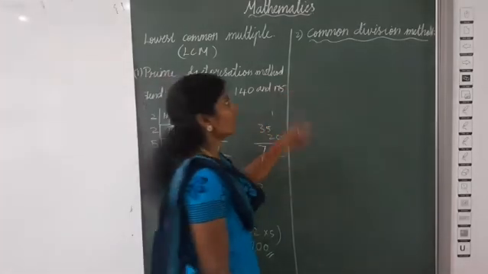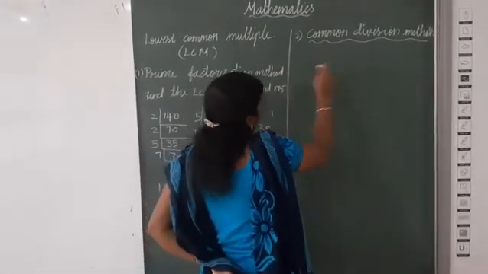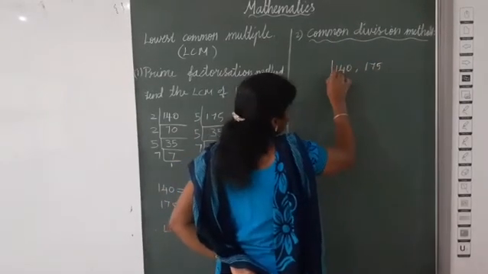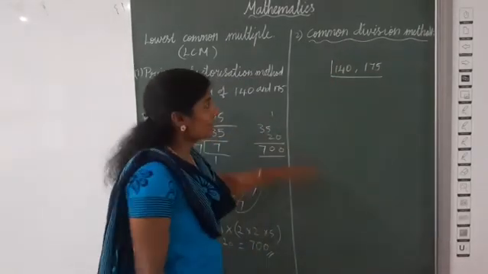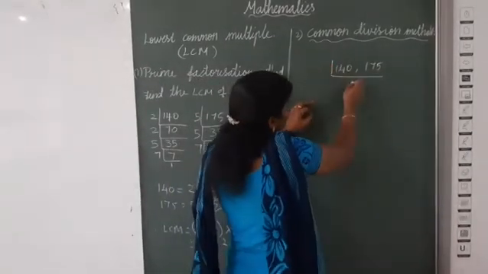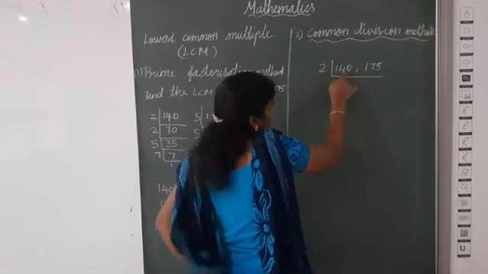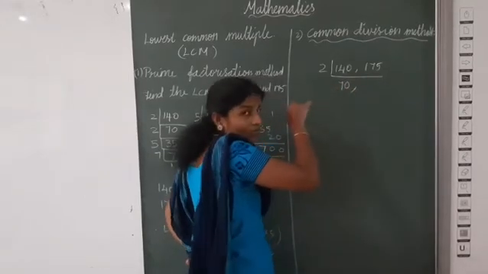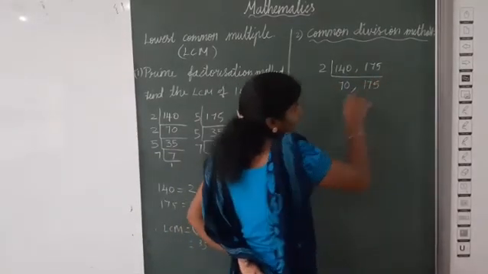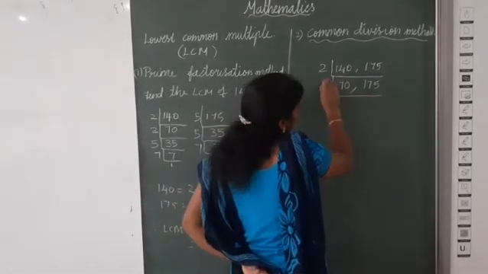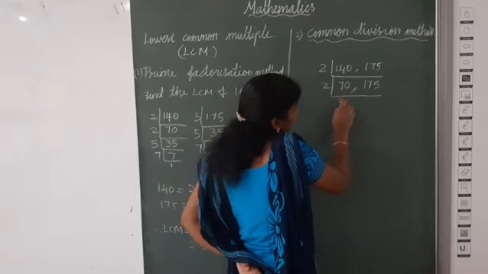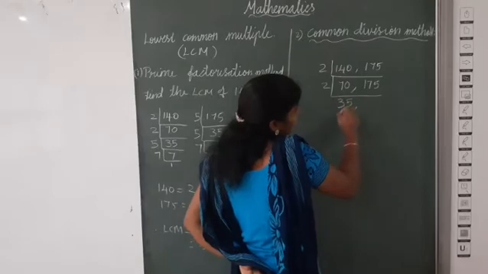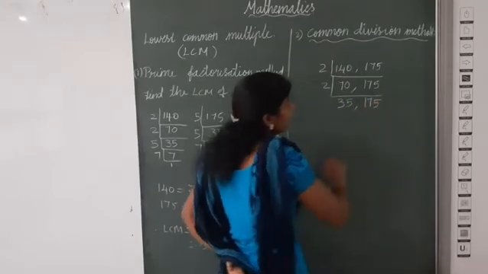Then the common division method. Now 140 and 175 are written in the same common box, isn't it? Now here we use 2 table because this is divisible by 2. 7 2s are 14, 0. But this number is not divisible by 2, so we write that same number down. Now again 2 table because this is divisible by 2. 3 2s are 6, 1 balance, isn't it? 10, 5 2s are 10. Then 175 is not divisible by 2.